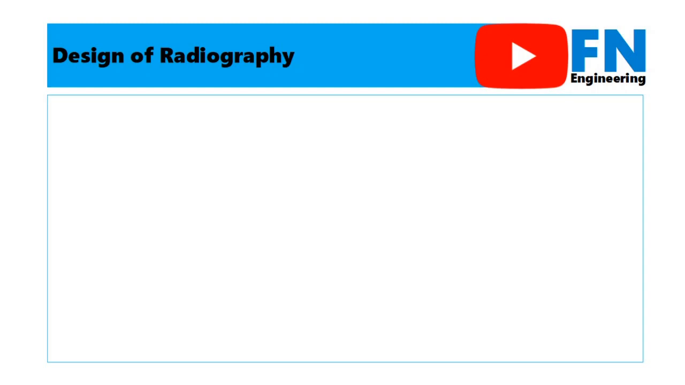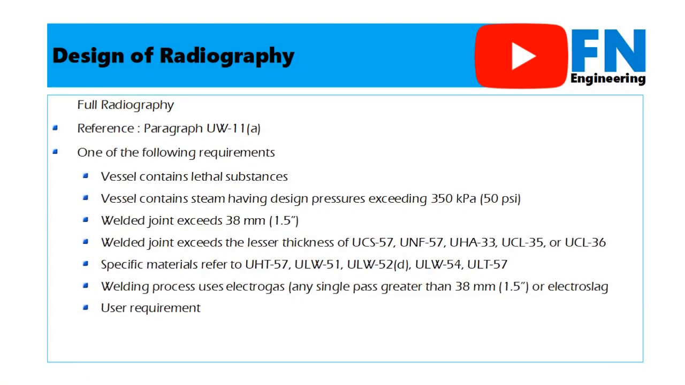First of all, we are going to discuss the design radiography, especially vessels designed by full radiography. We use paragraph UW-11(a) for the reference. There are some requirements for pressure vessels which have to be designed by full radiography. If one of the requirements applies to the pressure vessel, the vessel should be designed by full radiography. The requirements are: the vessel contains lethal substances, or the vessel contains steam having design pressure exceeding 350 kPa or 50 psi. Moreover, the welded joint in the pressure vessel exceeds 38 mm or 1.5 inch.